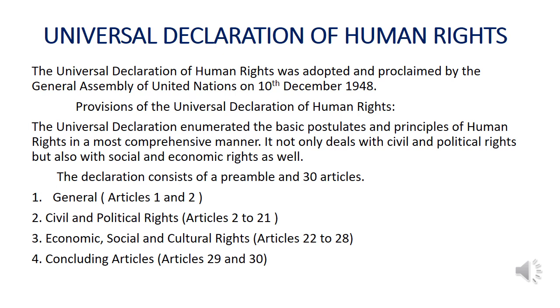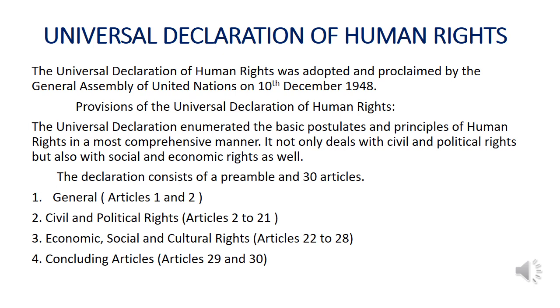There are various provisions on human rights declared by the Universal Declaration of Human Rights, which is also abbreviated as UDHR. The declaration has a preamble and 30 articles, which are further divided into general articles, civil and political rights, economic, social and cultural rights, and concluding articles.